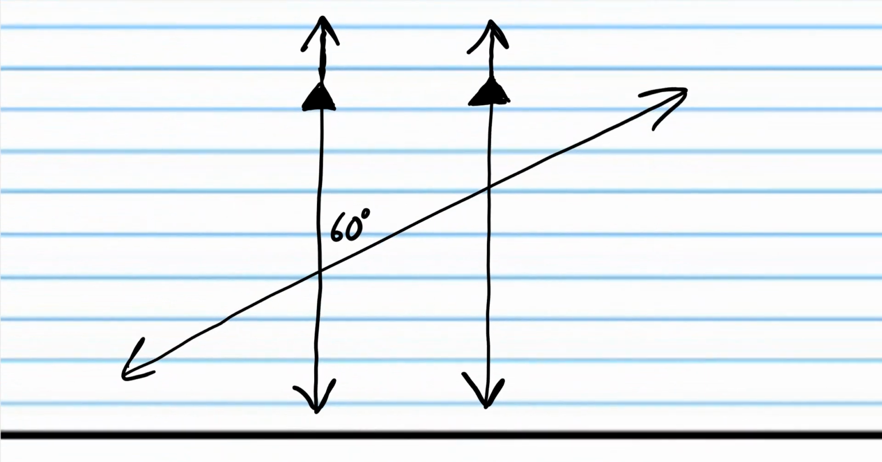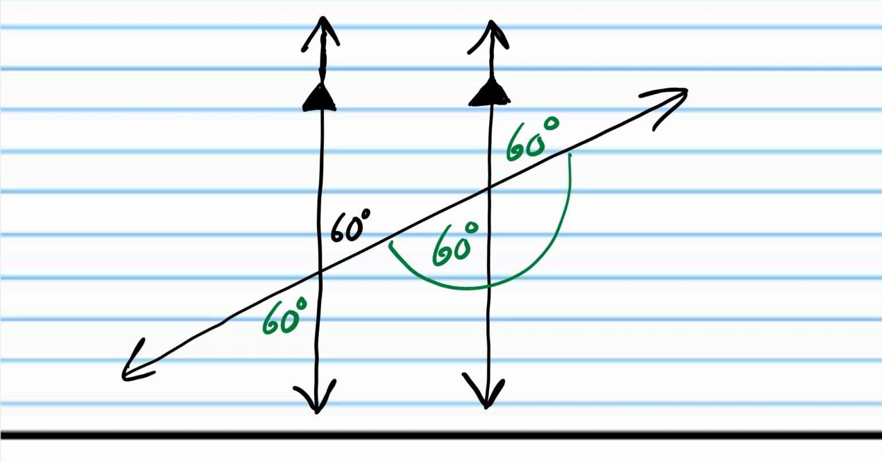So let's do one more of these. This angle is 60 degrees because they're vertical. And then you've got corresponding angles, lower left, upper right. And linear pair postulate, these angles must add up to 180, so 180 minus 60 is 120. And 120, that's a vertical angle. Same logic down here.